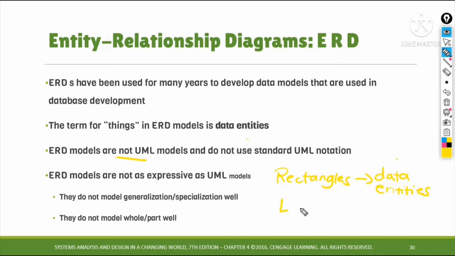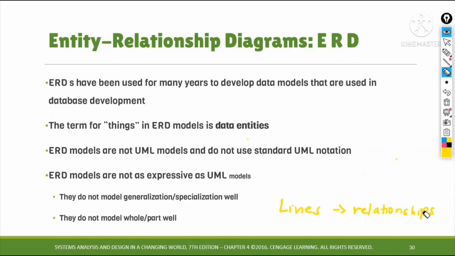And the lines connecting the rectangles show the relationships among data entities. So again, as you will see in our examples, the rectangles represent data entities and the lines represent relationships among the data entities.